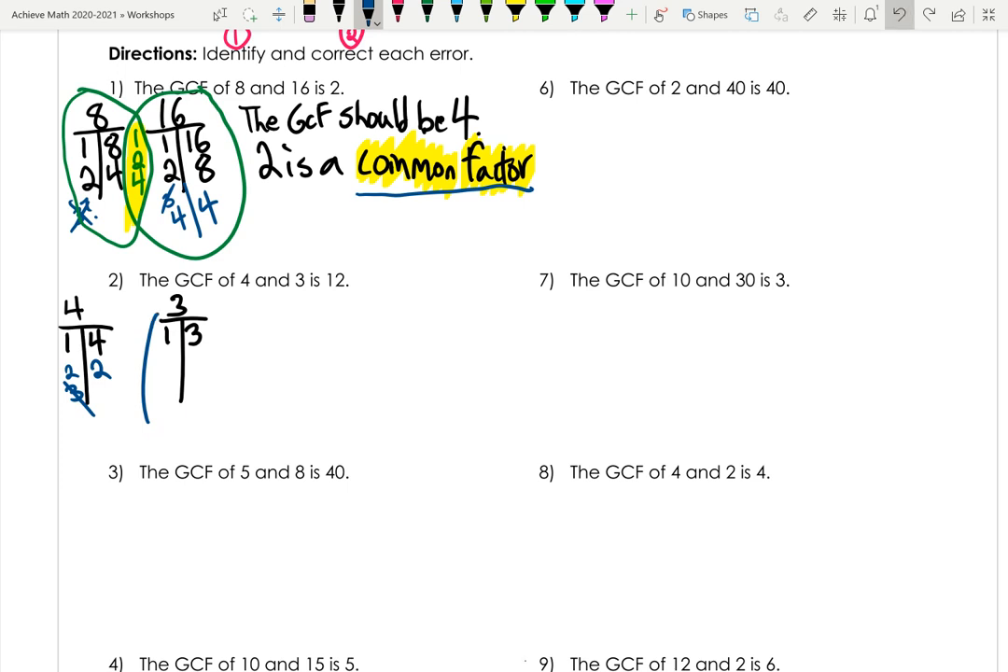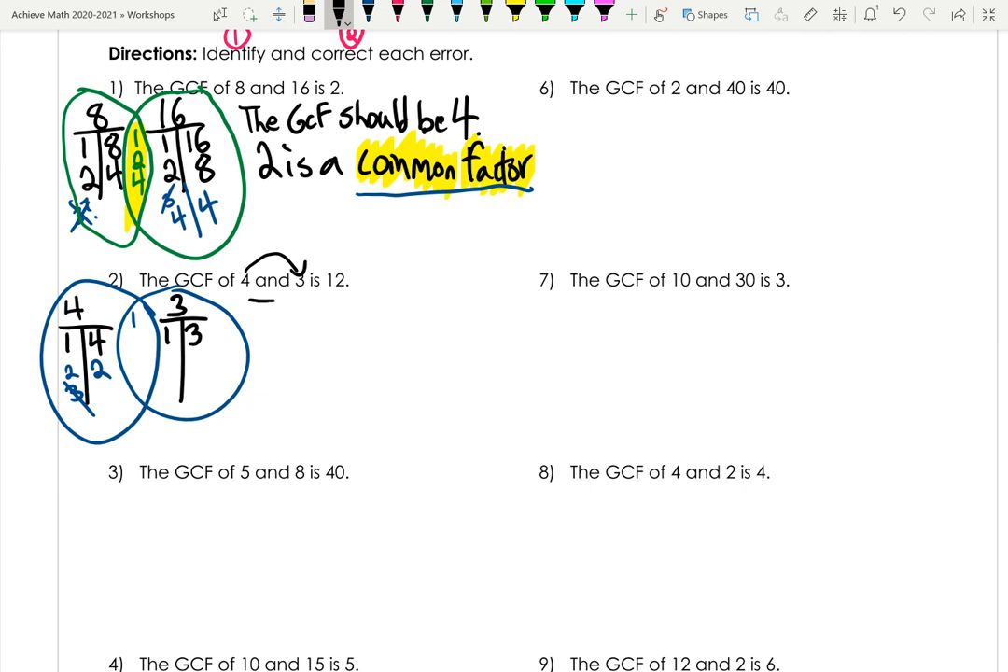Okay, what do they have in common? 1. That's it. Okay. So what is this 12? Well, it looks like 4 and 3. The LCM, 4 times 3, is 12.